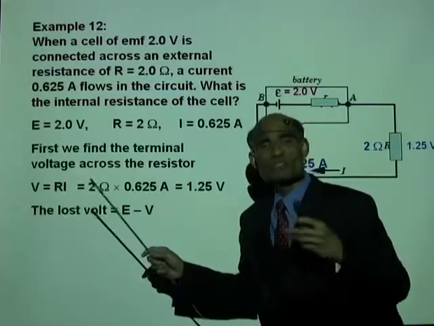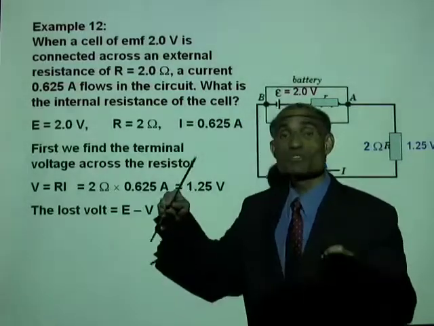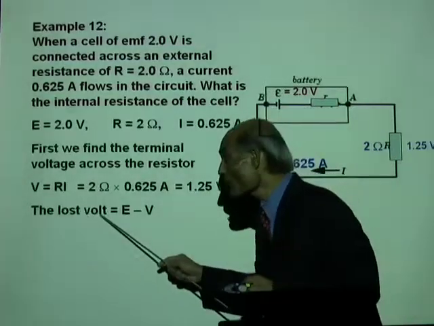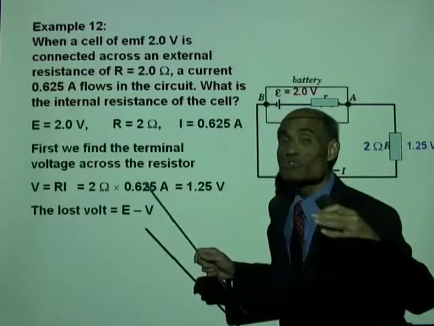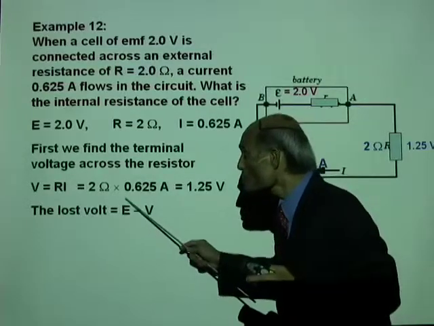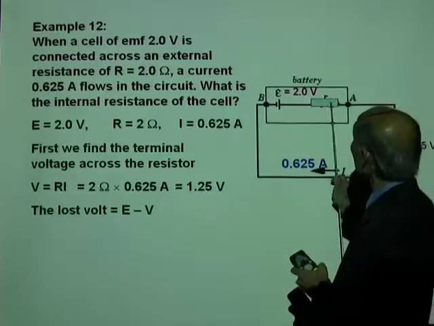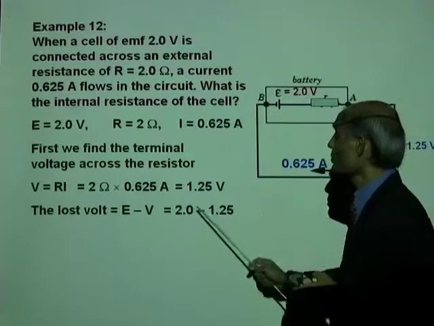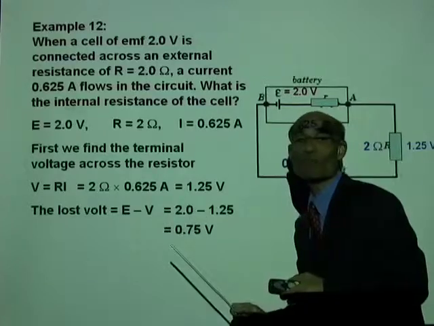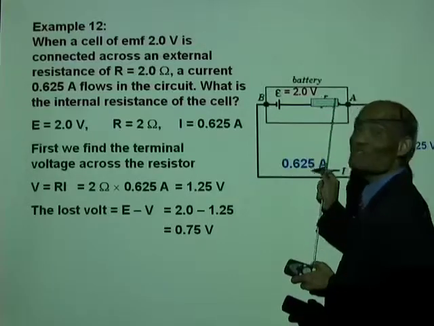Now I'm doing this to introduce that new concept. What is the lost volt? Lost volt is the voltage used in driving current internally through the cell. So if you now use that concept, you don't even need to use the formula for the internal resistance. The lost volt is the voltage used to drive the same current through the internal resistance r. So that will be 2 minus 1.25, 0.75 volt. Now this is the voltage used for driving current in the internal resistance.